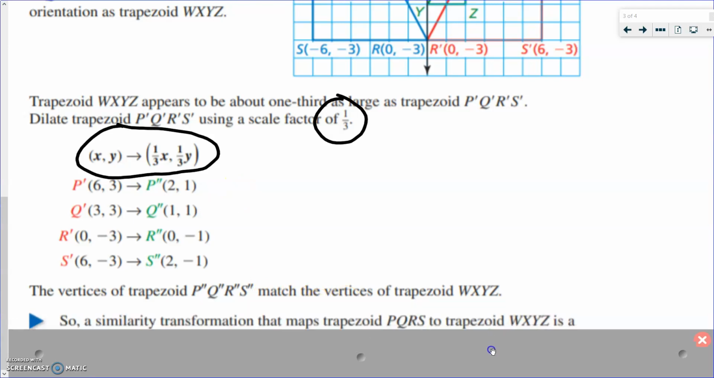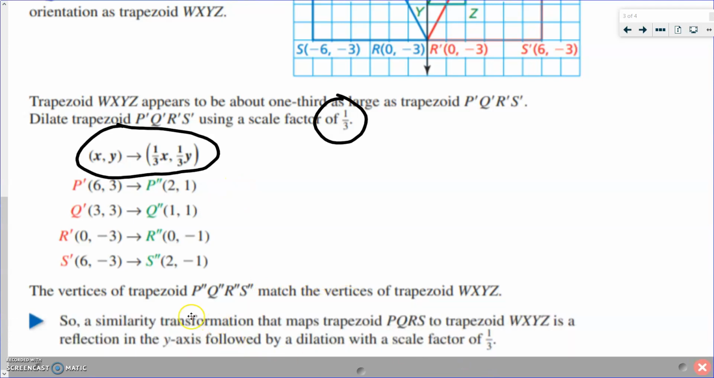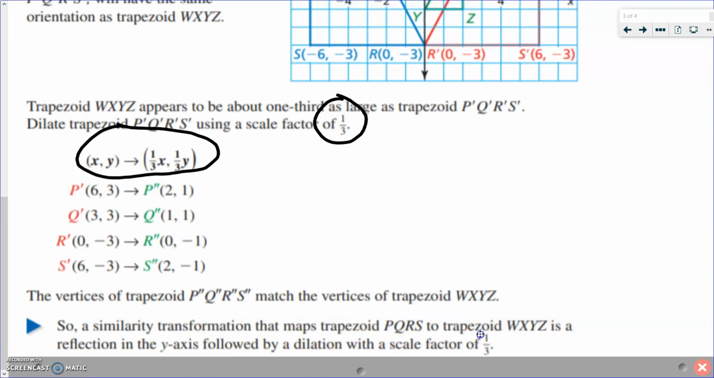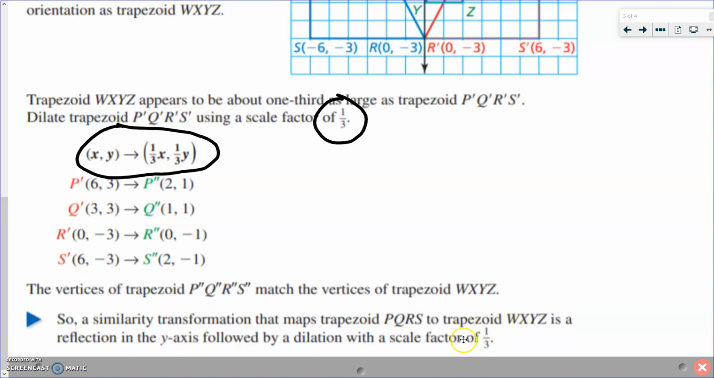And so the similarity transformation that maps trapezoid PQRS to trapezoid WXYZ is a reflection in the y-axis, followed by a dilation of scale factor of 1/3. So if you're not sure how to write that or how to say that, you can always ask me. Instead of saying divided by 3, we can say a scale factor of 1/3.